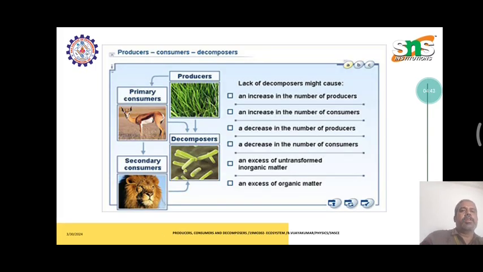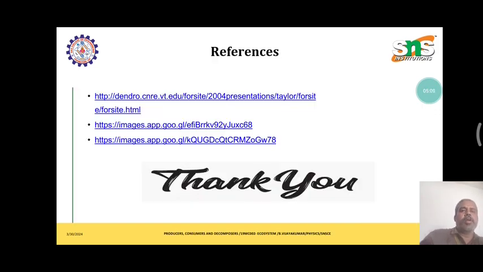Based on these three categories, we have discussed some important notes. Some categories move from producer to primary consumer, then to primary and secondary. This is an interrelationship that forms the ecosystem. Based on these categories, the ecosystem is developed. This is all from the reference I prepared from the PPT on producer, consumer and decomposer.